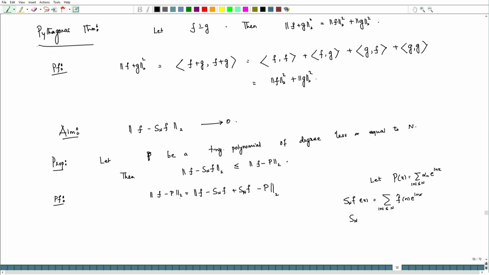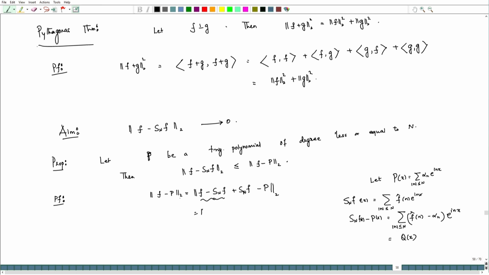Now, S_n f minus p is equal to the summation over |n| ≤ N of (f hat(n) minus alpha_n) e^{inx}. Let me call this q(x). Now S_n f minus p is again a trigonometric polynomial of degree less than or equal to n.